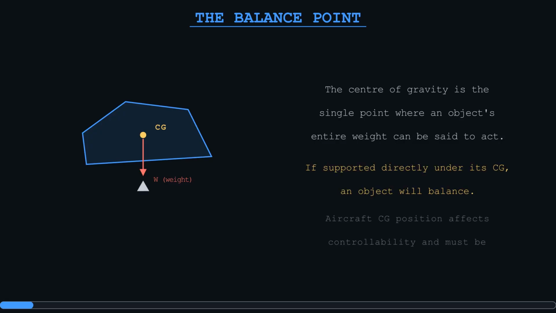The center of gravity, or CG, is the single point where an object's entire weight can be considered to act. If you support an object directly underneath its center of gravity, it will balance perfectly, just like this shape balanced on its pivot. For an aircraft, the CG position must stay within strict limits because it directly affects controllability and stability in flight.